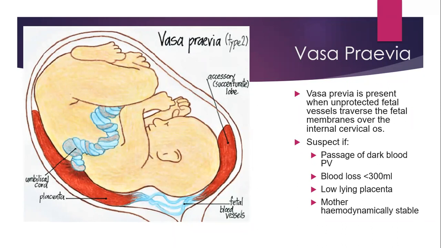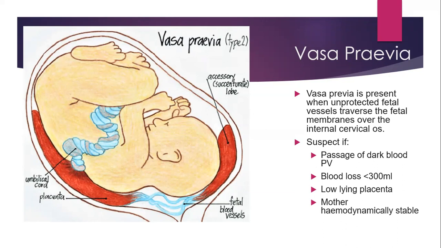So that will be your placenta on one side of your uterus, the unprotected vessels transversing the cervical os, and then your umbilical cord on the other side of the uterus. Or your type 2, where there's actually an accessory lobe of the placenta, where your placenta and your umbilical cord will have normal attachments to each other, but with the accessory lobe, there's unprotected fetal vessels transversing the cervical os.